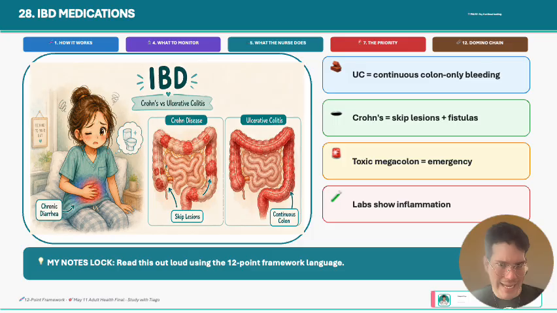The exam is usually asking, what is the purpose? What do I monitor? And what teaching keeps the patient safe? Right? So IBD meds are a fire control ladder, right? Local anti-inflammatory, then flare and steroid, then bigger immune-targeting tools when the fire keeps spreading.